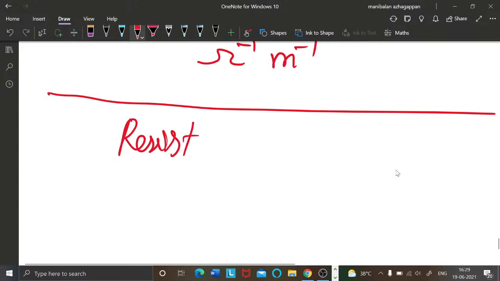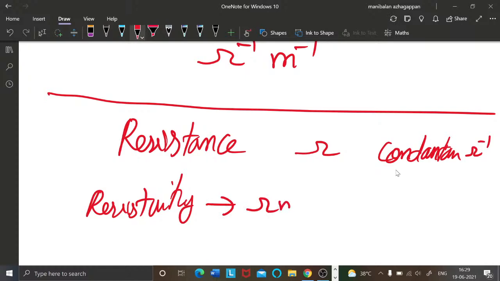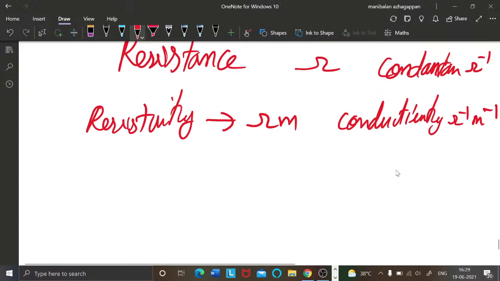Now, what is the unit of resistance? Ohms. Conductance, ohm inverse. Resistivity unit, ohm meter. What about the unit of conductivity? Ohm inverse, meter inverse. The next one: resistance unit ohm, conductance is opposite to resistance, so ohm inverse. Resistivity unit is ohm meter, conductivity unit is ohm inverse meter inverse.